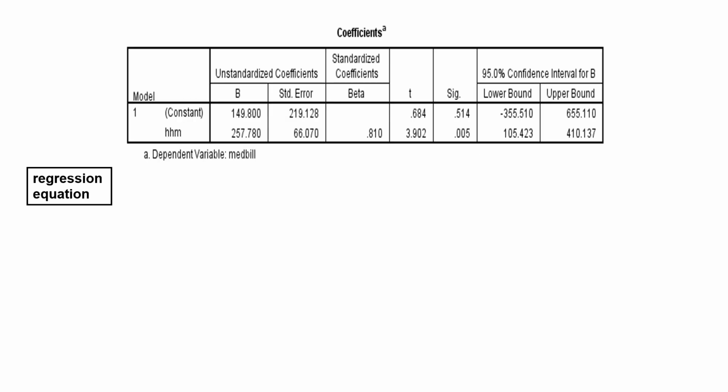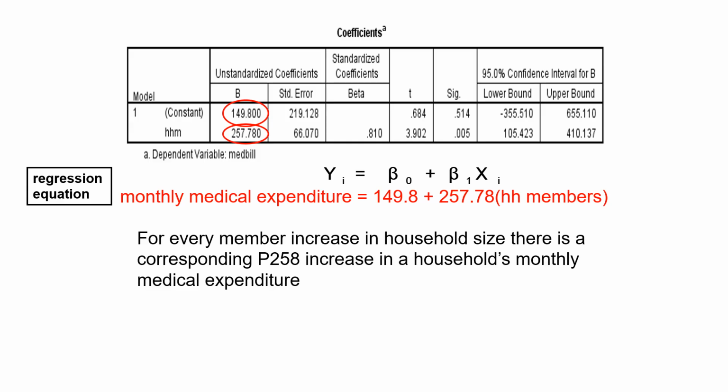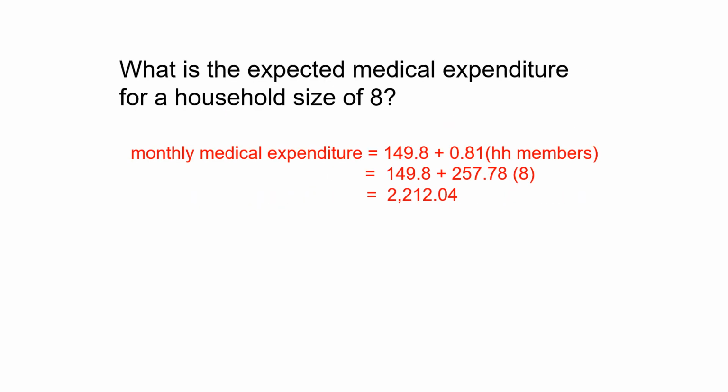The computer output provides the equation or the formula for the relationship between monthly medical expenditure and household size, and is interpreted as follows: for every member increase in household size, there is a corresponding 258 peso increase in the household's monthly medical expenditure, and household size significantly predicts a household's monthly medical expenditure. And likewise it predicts the monthly expenditure for a household size of 8 using the derived equation from the data.